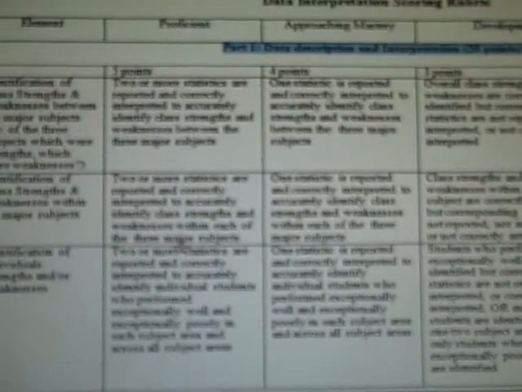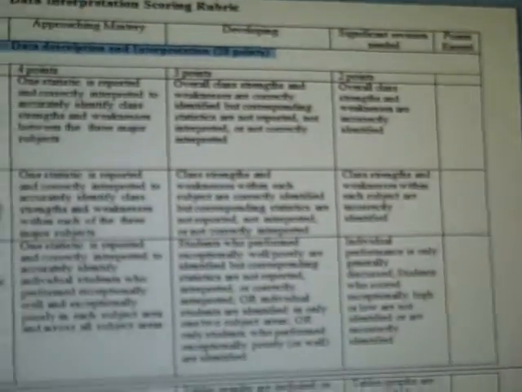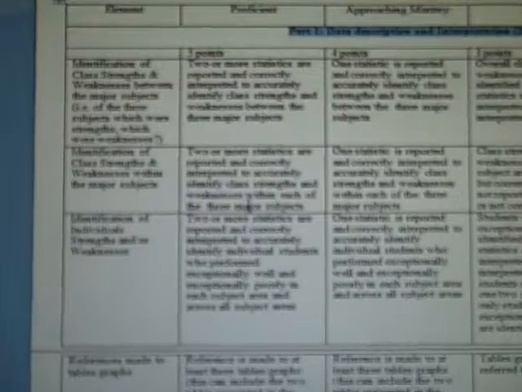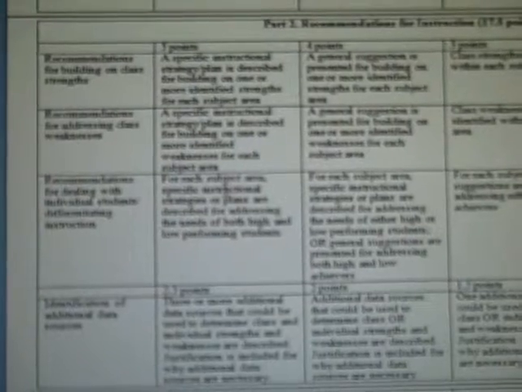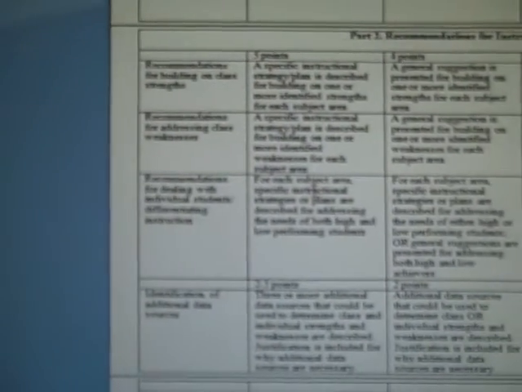And then you can look through the performance levels, 5-point, 4-point, 3-point, 2-point, to determine exactly what it is that I want you to do for each of these sections so that you'll make sure to meet all the requirements. Same thing down here in the recommendations for instruction section. I've got all the things I want you to do and all the ways that I want you to do them.